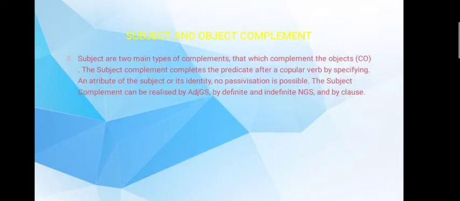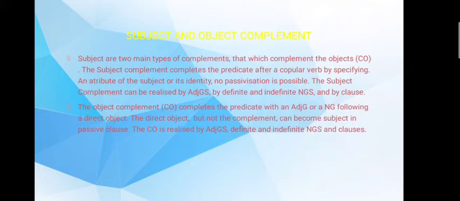Subject and object complement. There are two main types of complement. The subject complement completes the predicate after a copular verb by specifying an attribute of the subject or its identity. No specification is possible. The subject complement can be realized by an adjectival group, by definite and indefinite nominal groups, and by a clause.